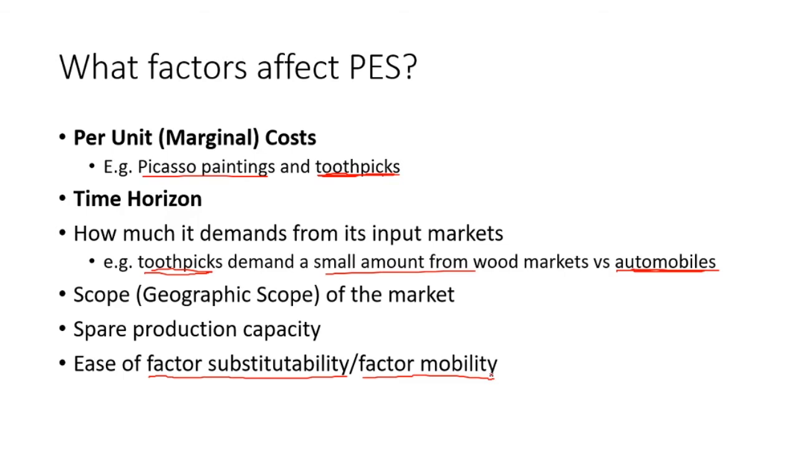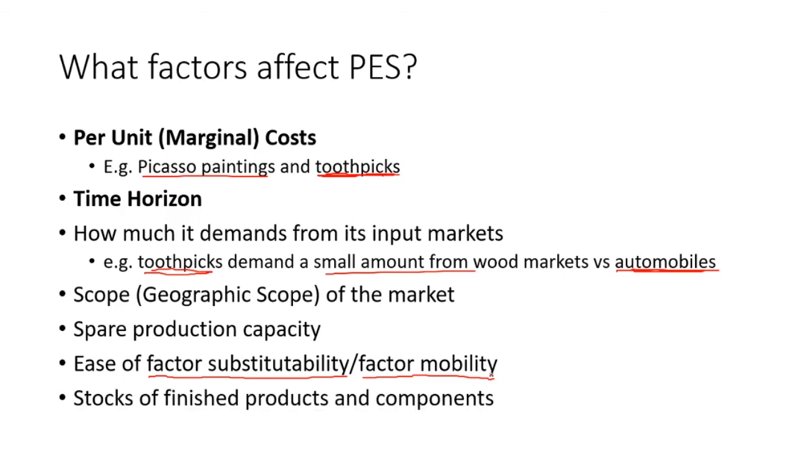Because if the price increases for your product, you're going to be able to get more workers to the factory. You're going to be able to get more workers to move to your area to produce this good. And so therefore you're going to be able to be responsive to those price changes and increase your quantity supplied, which would make therefore a product which is elastic.